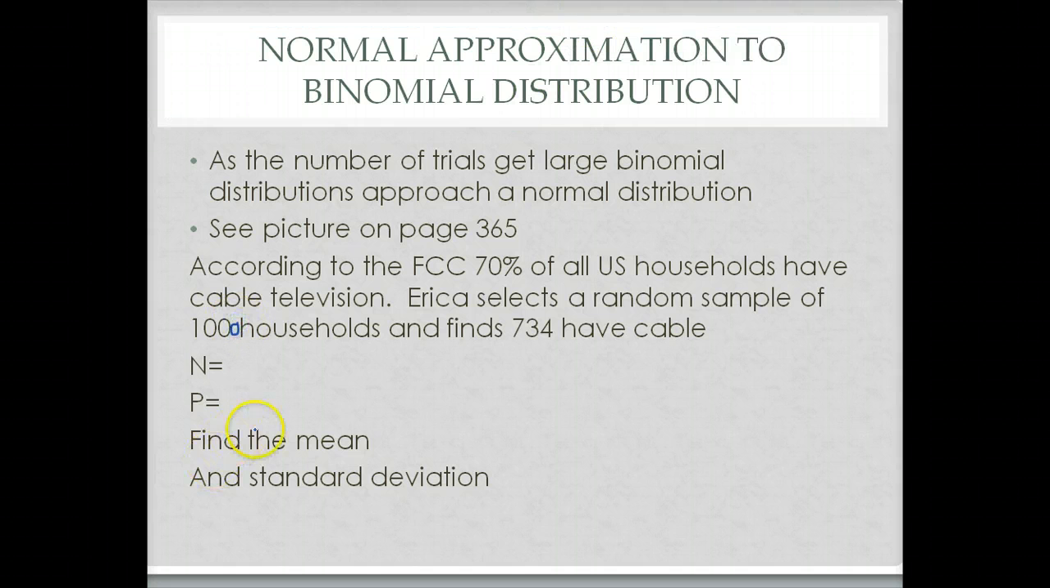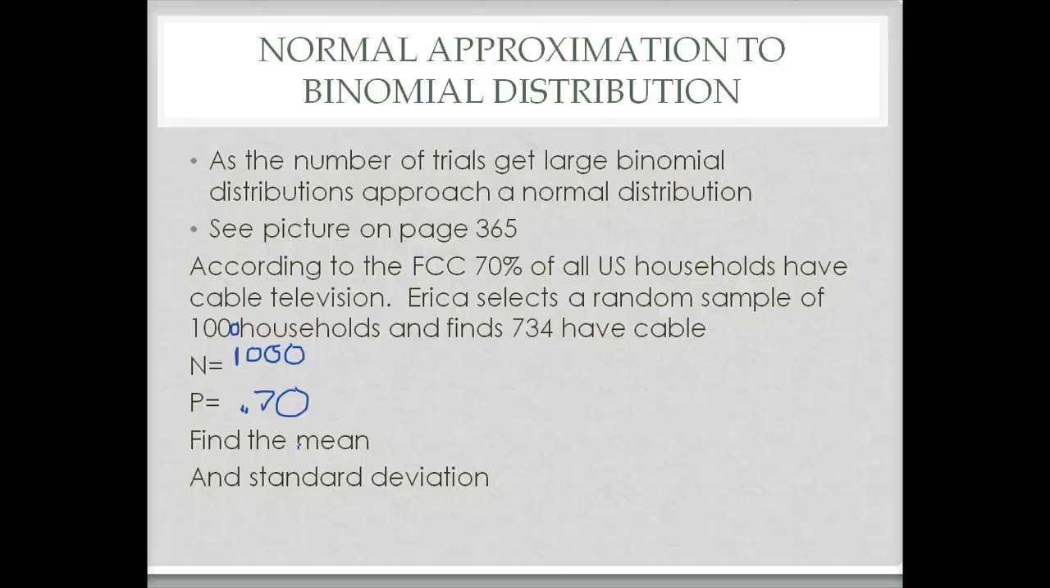She surveyed 1,000, sorry, I left out a zero there, households, and finds 734 have cable. That means she surveyed 1,000 households, n is 1,000, and there's a 70% chance that she finds somebody who has cable, or p is 0.7.